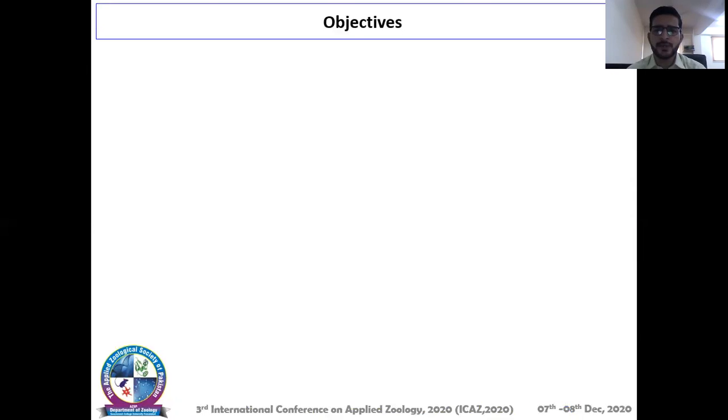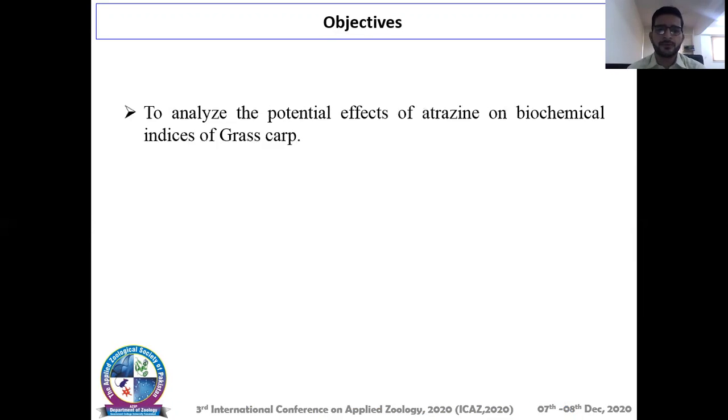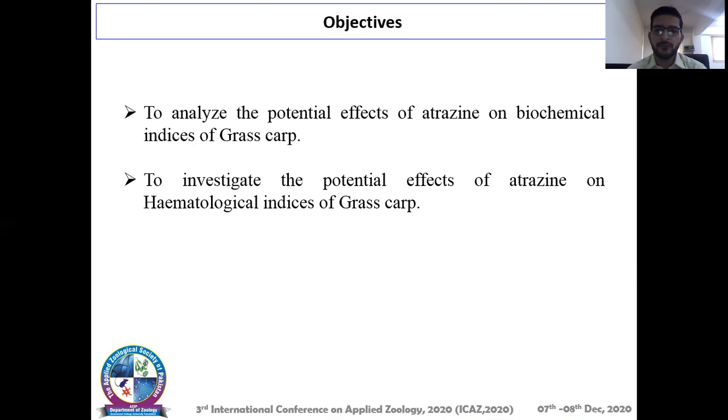What were the objectives of the current study? There were two objectives in mind. The first one was to analyze the potential effects of atrazine on biochemical indices of grass carp, and the second was to investigate the potential effects of atrazine on hematological indices of grass carp.